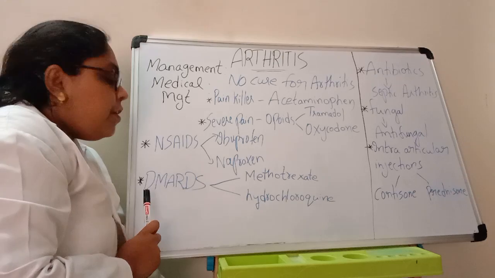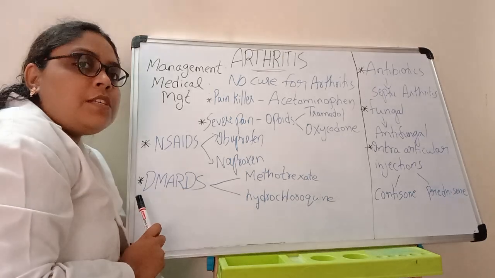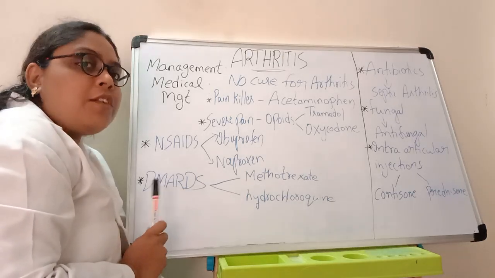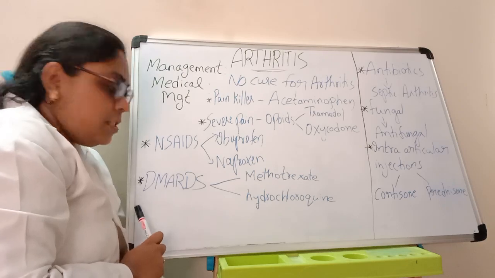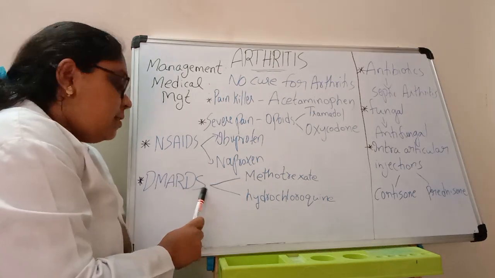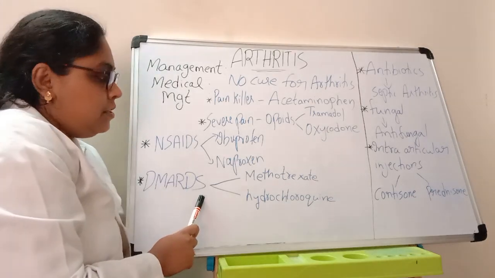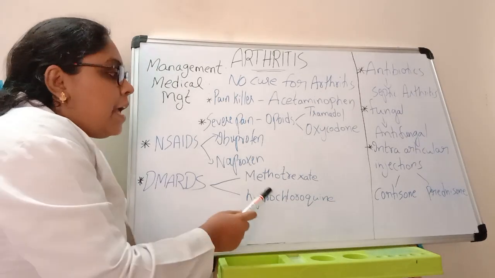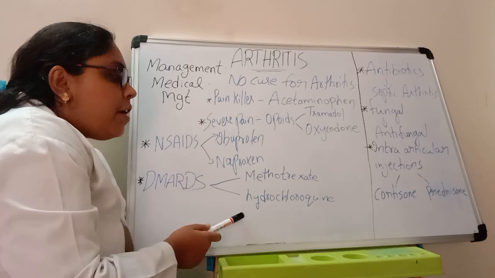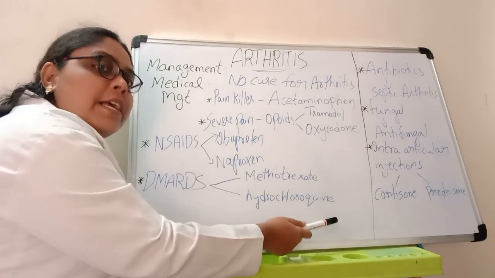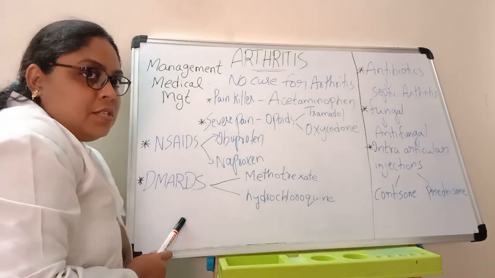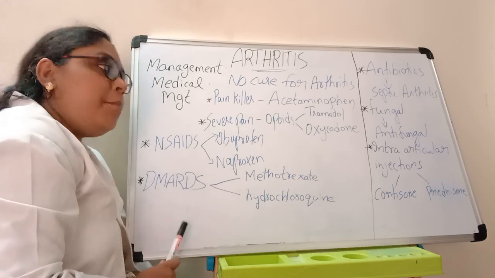And next, especially for rheumatoid arthritis patients, we are administering DMARDs, which are nothing but disease modifying anti-rheumatic drugs. So what are those drugs? Methotrexate is given, or otherwise hydroxychloroquine is suggested for the patients, especially for rheumatoid patients.